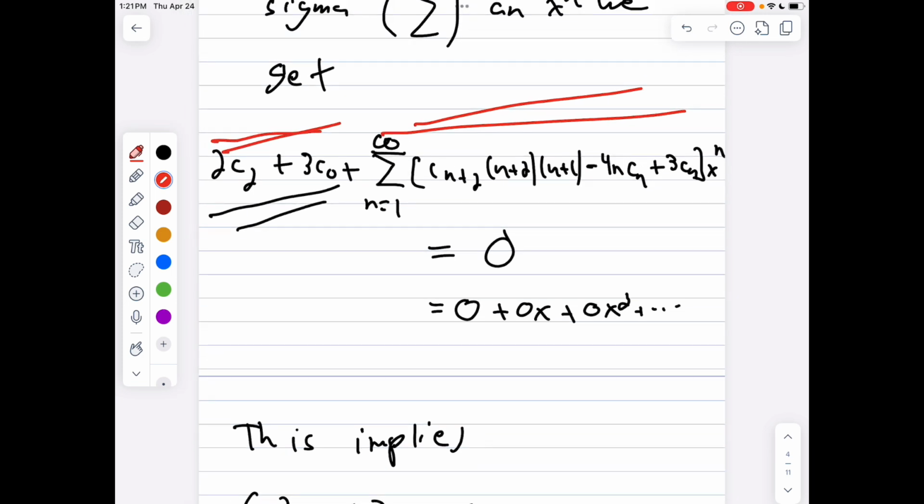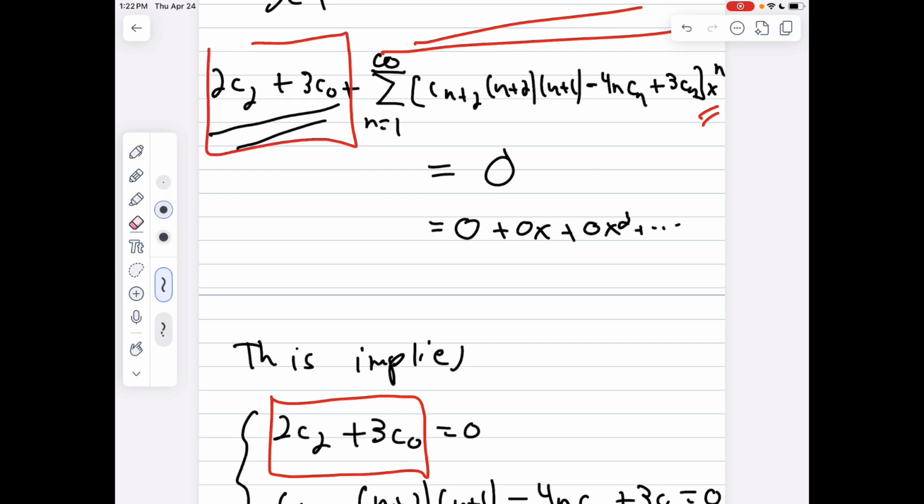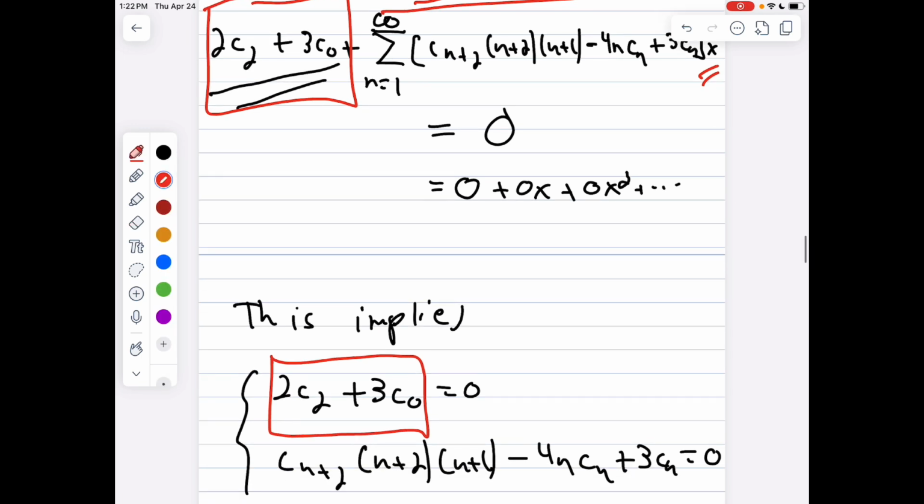All I did here was get all the terms together, put the sigmas together into one single thing, and I got an x to the n. Because it's equal to 0 here, 0 is like saying 0 plus 0x plus 0x squared plus so on. What does that imply? It implies that 2c2 plus 3c0, the term that you have over here, must equal 0, because that's a constant term on the left-hand side. So that constant term will equal 0.